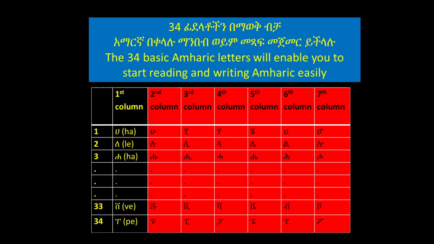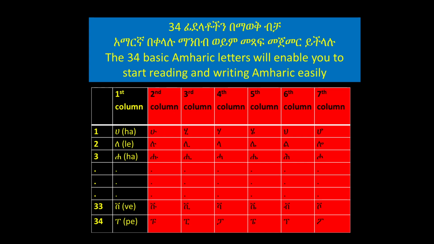The Amharic Fidel consists of 34 basic letters including the letter V. These basic letters each have 6 more modifications or families. So in total, with the modifications, the Fidel has 34 times 7, which is 238 letters.